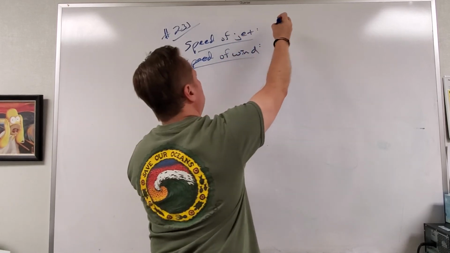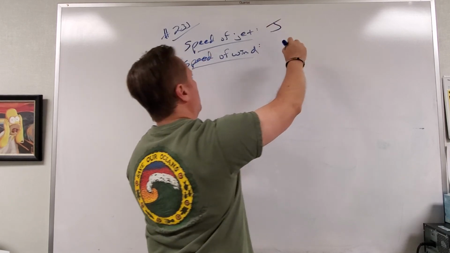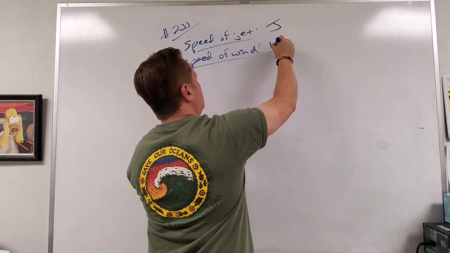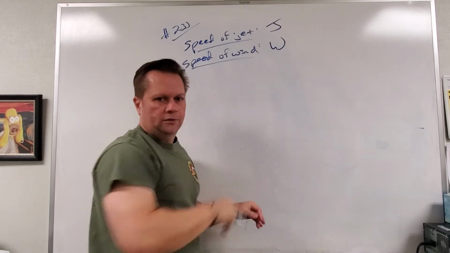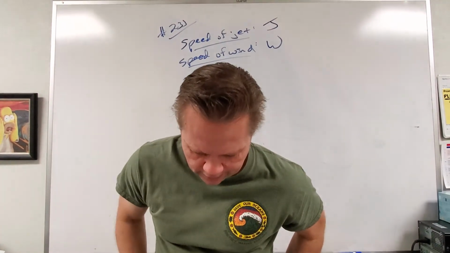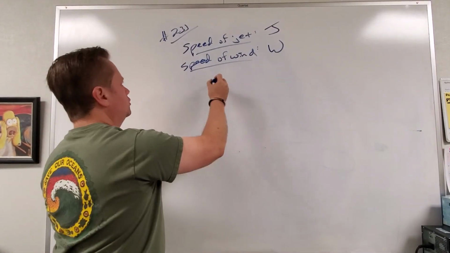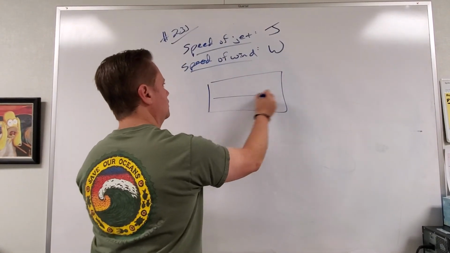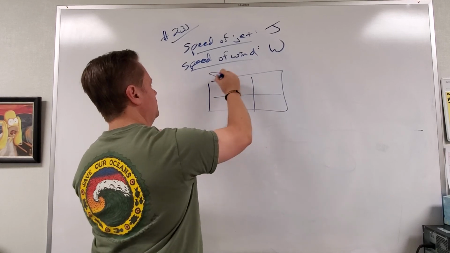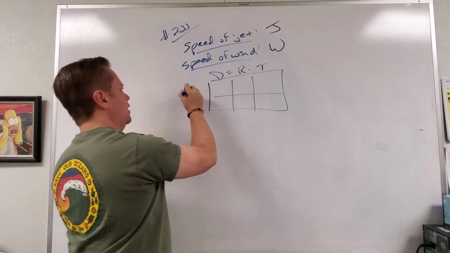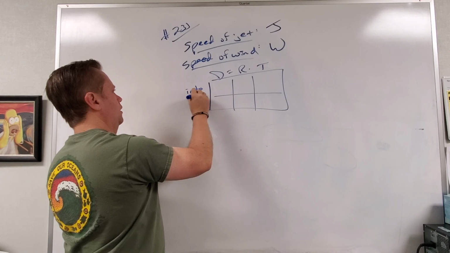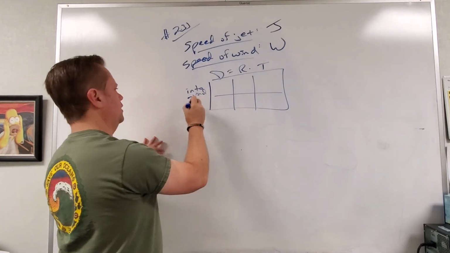So let's call the speed of the jet J, and the speed of the wind W. So now we've got two situations. Just like we've done before, distance equals rate times time. So I've got into the wind, against the wind, and then with the wind.